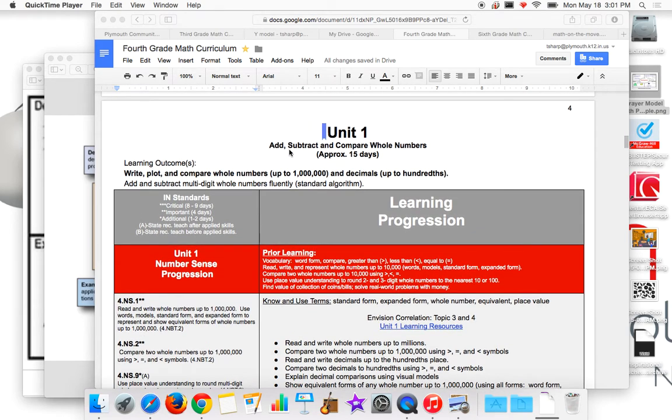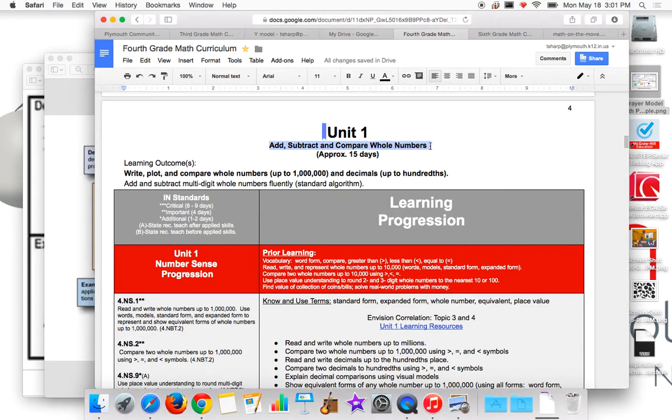Welcome to part 2 of getting to know your curriculum documents in math for Plymouth Community Schools. Every unit is going to look similar, no matter the grade level from K to 8. You're going to start with a unit title that gives you a basic idea of what will be covered in the unit, and then an approximate number of days that you should spend working towards the mastery of the content within this unit.